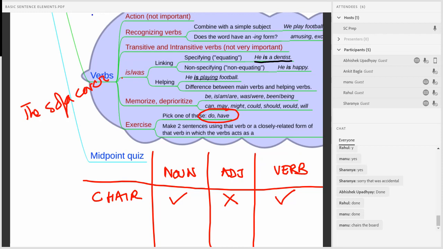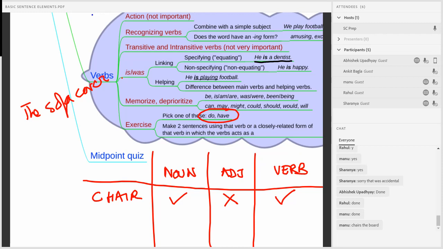The sofa cover. Now, normally you'd say sofa is a noun, right? It's a thing. You can say the sofa, your sofa. But in the sofa cover, sofa is still a noun, but it is being used as an adjective for the noun cover. So it's describing which cover you're talking about.